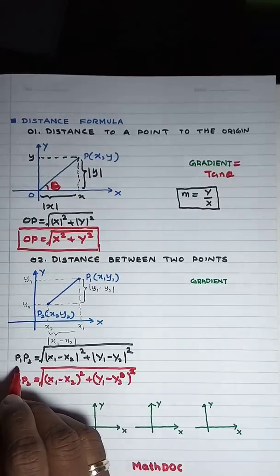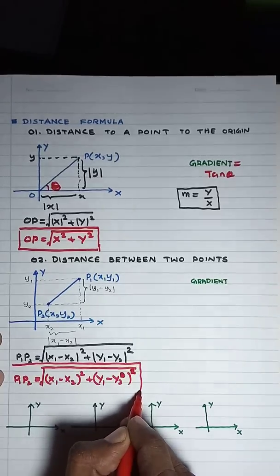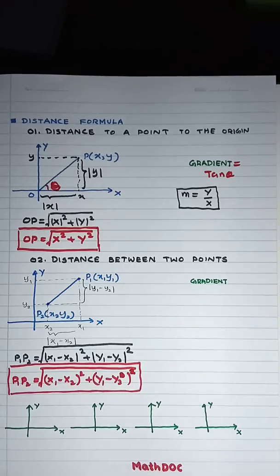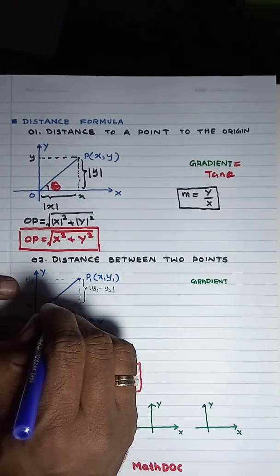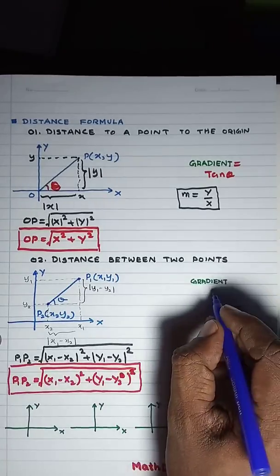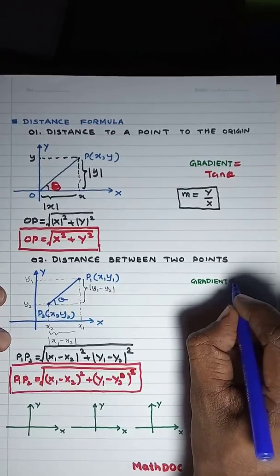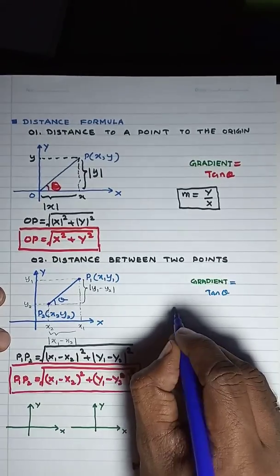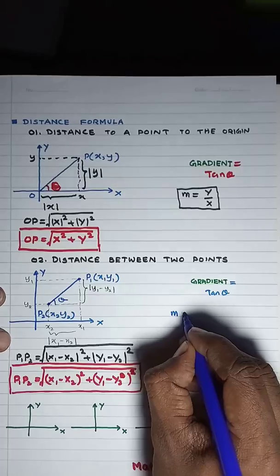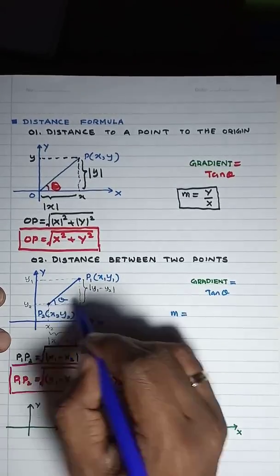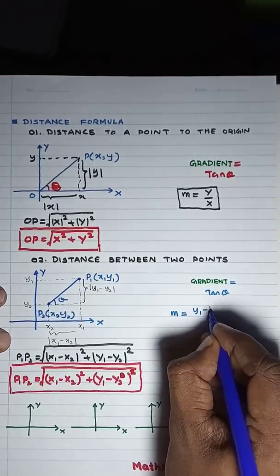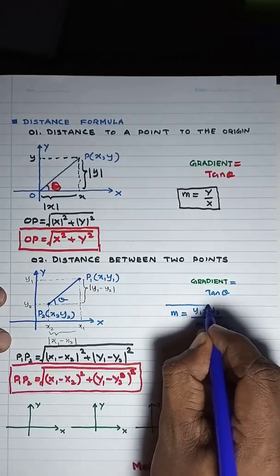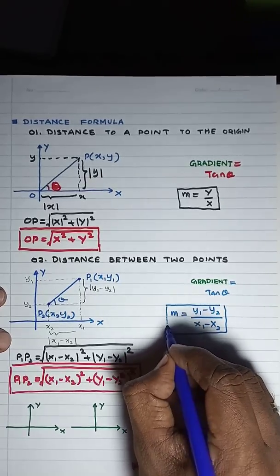This is the distance formula, the distance between 2 points: the square root of the x difference squared plus the y difference squared. So here also you take this angle theta. Therefore, this gradient we say is tan theta. Further, we can denote this by m. Then tan theta equals the y difference over the x difference, y1 minus y2 over x1 minus x2, which we call the gradient.